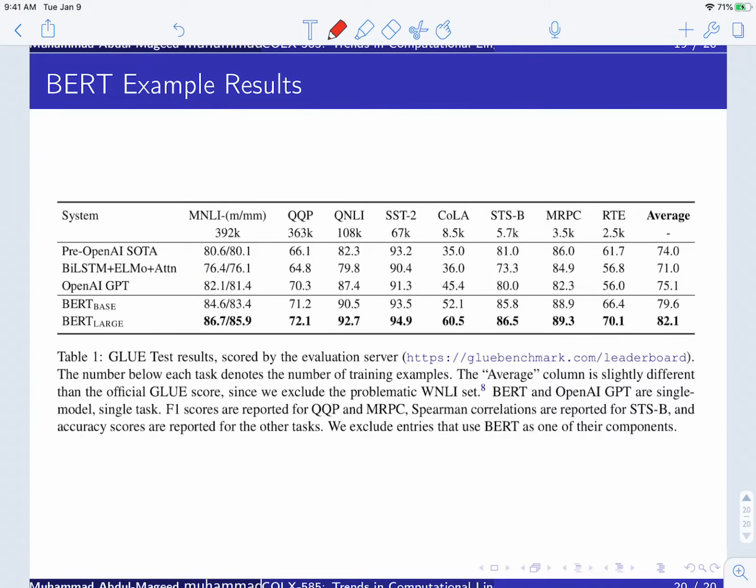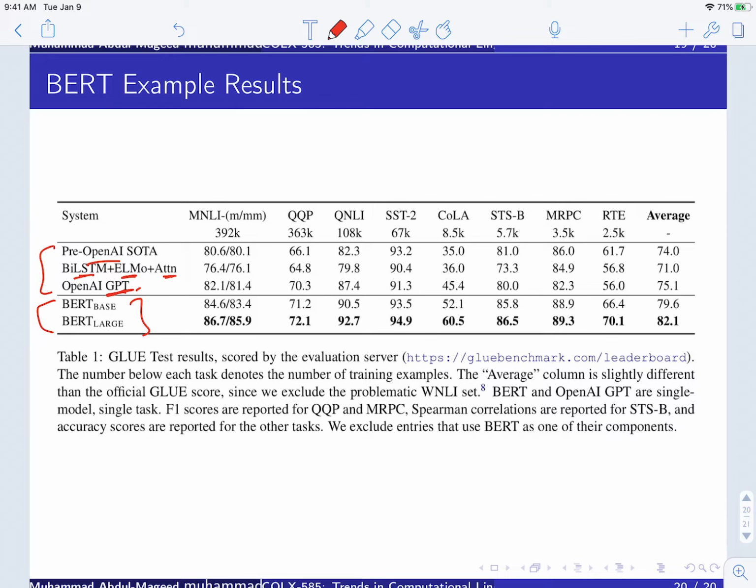Finally, they show some results. So they compare the model to a bunch of previous models. This is a model that's a previous state of the art from OpenAI. This model is basically Elmo, which we have seen before, but it's even further enhanced with attention and downstream task related LSTM. This model is another model from OpenAI called GPT-2, which we will probably be looking at next week. And these are the two Bert models.